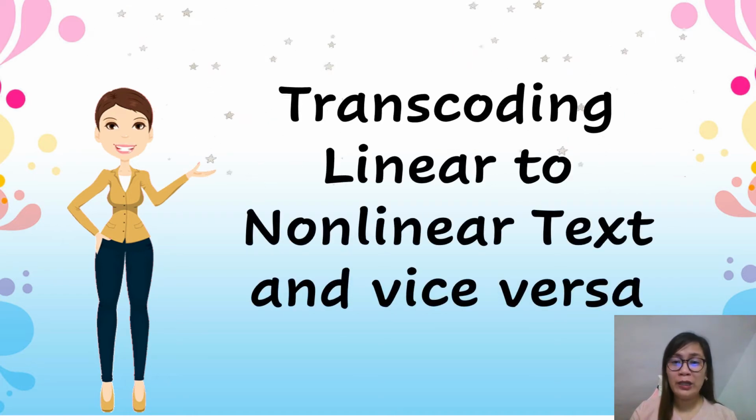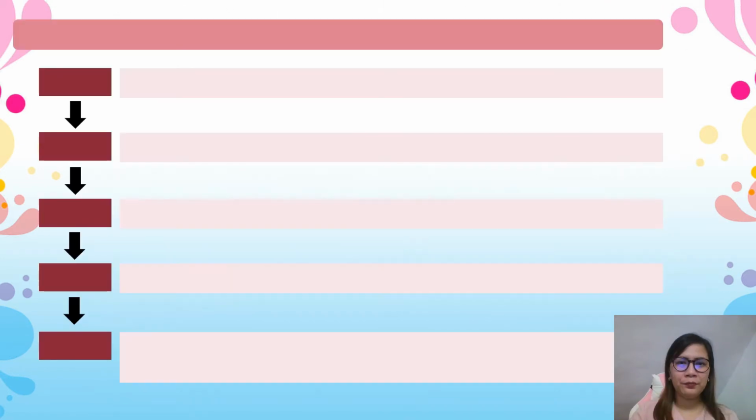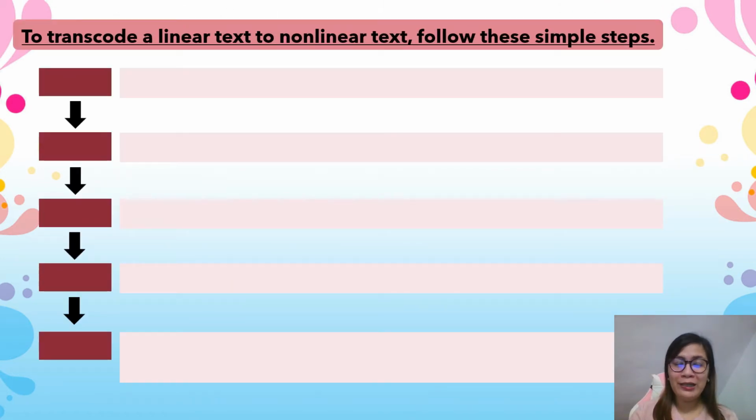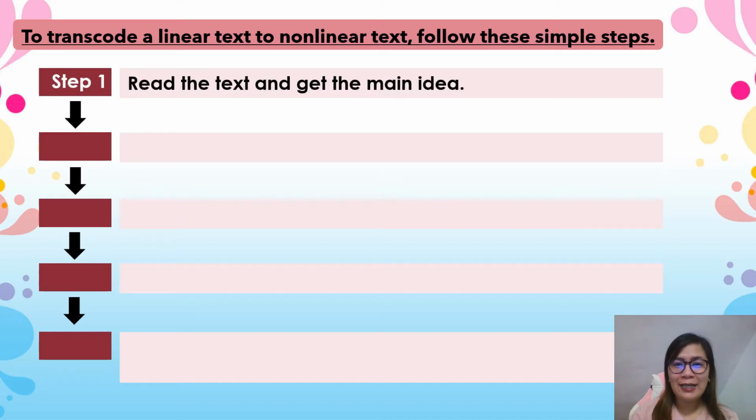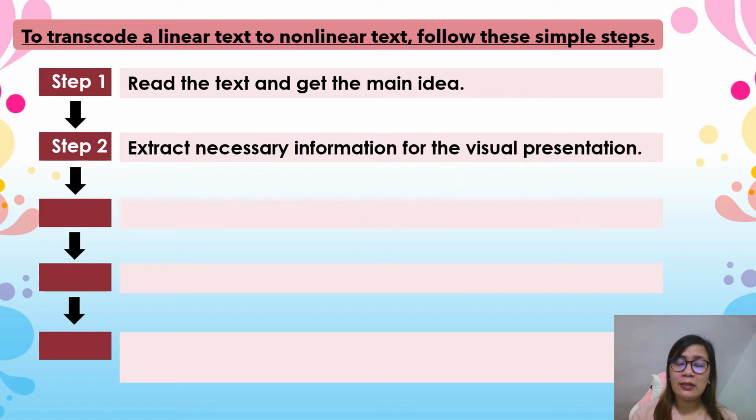Now that we know what a linear and nonlinear text are, you are now ready in transcoding linear to nonlinear text and vice versa. We are now ready to transcode a linear text to nonlinear text. How do we do it? Follow these simple steps. For step 1, read the text and get the main idea. Meaning to say, when you read the text, search, look, understand what the text is saying and what it is all about. Then, step 2, extract necessary information for the visual presentation.